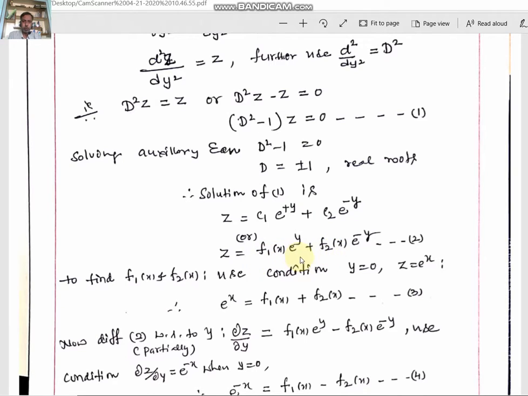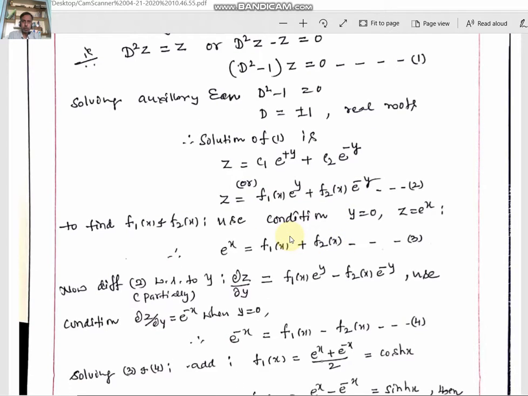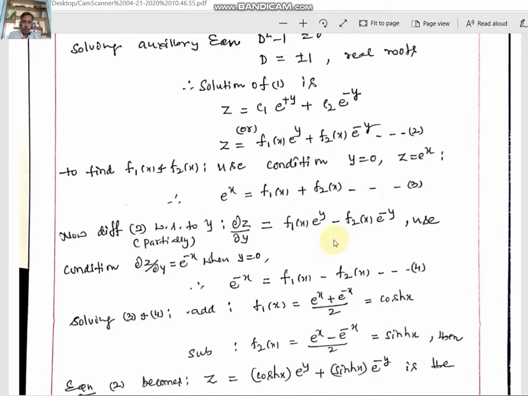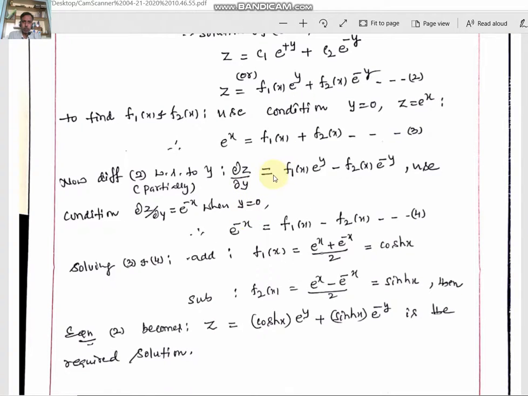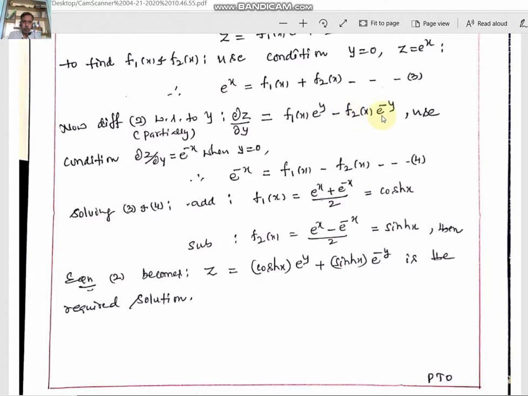So now let us find what f1 and f2 are using the given condition. The given condition is y is equal to 0, z is equal to e power x. So substitute z equal to e power x and y equal to 0 here, you will get this expression. And then to apply the second condition, differentiate equation 2 with respect to y. Dou z by dou y is equal to f1(x) e power y minus f2(x) e power minus y. So using this condition we will obtain e power minus x on the left hand side and f1(x) into e to the power 0 is 1, minus f2(x) e power 0 is 1. So we will get the expression f1(x) minus f2(x) equal to e power minus x.